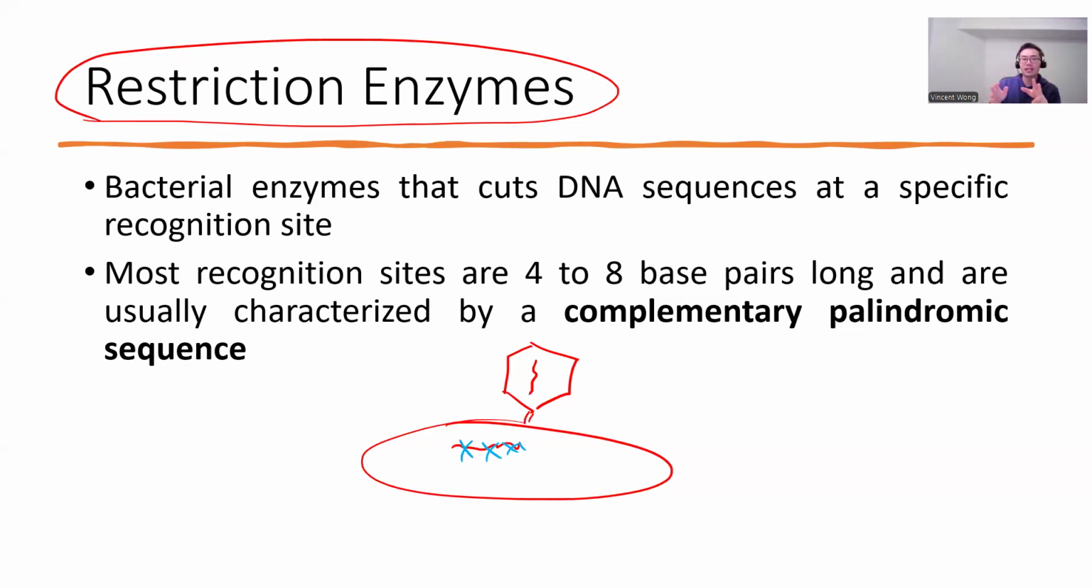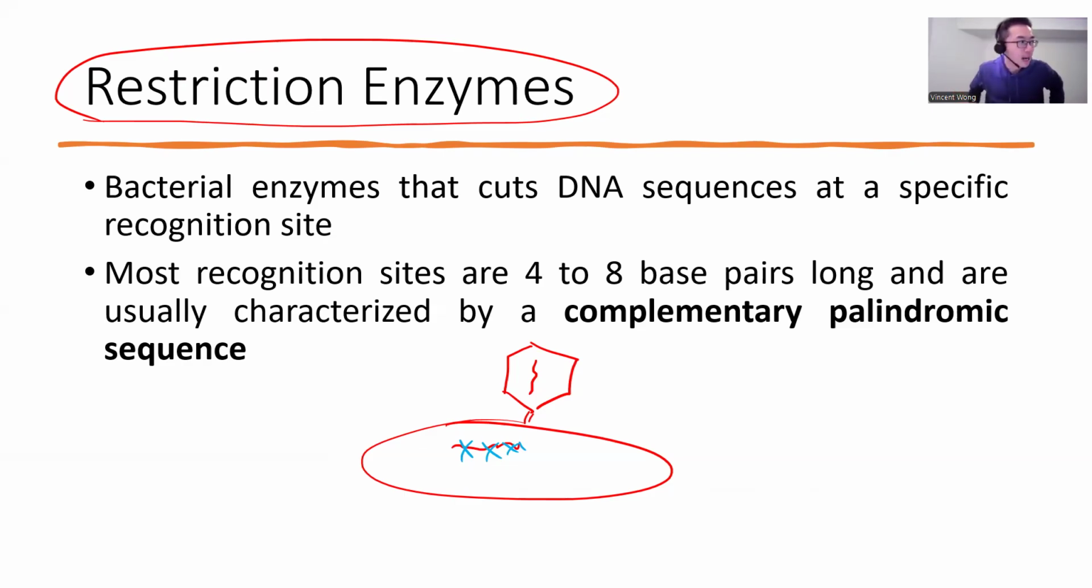So these restriction enzymes are basically like scissors for the bacteria to chop up foreign DNA. They're not going to chop up plasmids, for reasons we're not going to go into. They're only going to chop up the viral DNA in this particular case. And how they work is they typically recognize a special sequence that's about 4 to 8 base pairs long. And this sequence usually has a property that makes it what's called a complementary palindromic sequence. Complementary palindromic sequence.